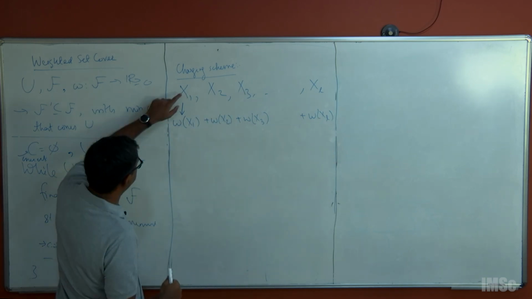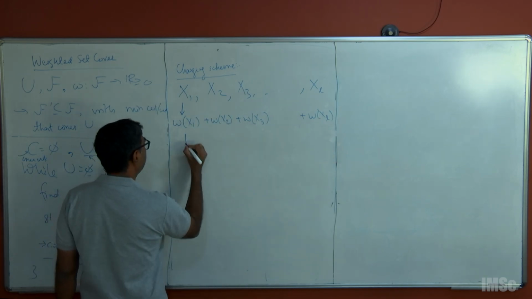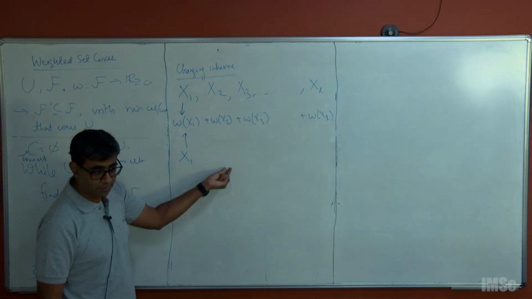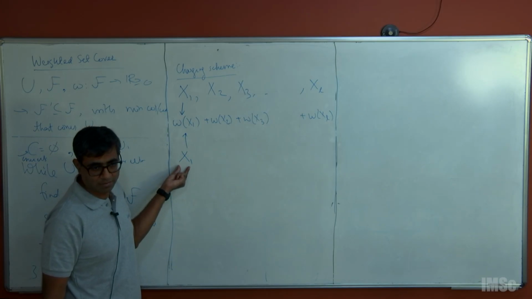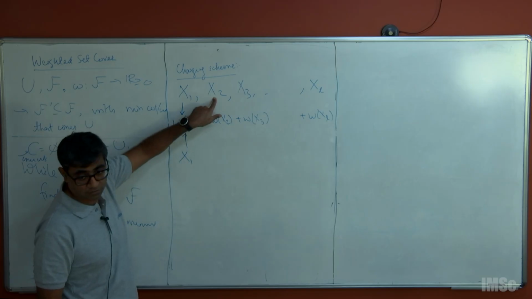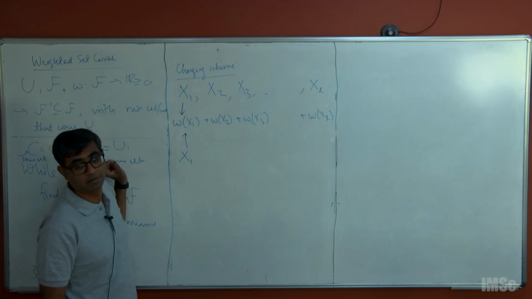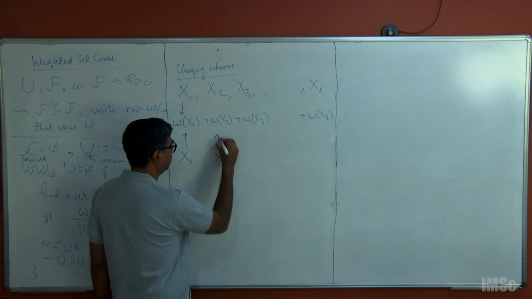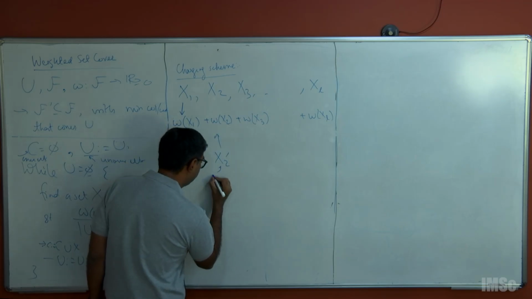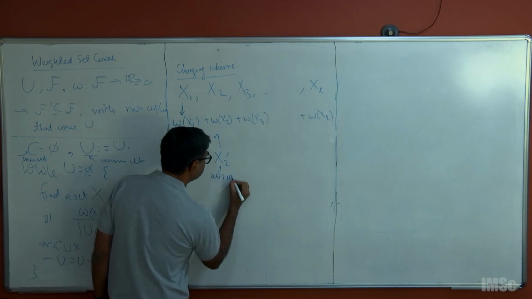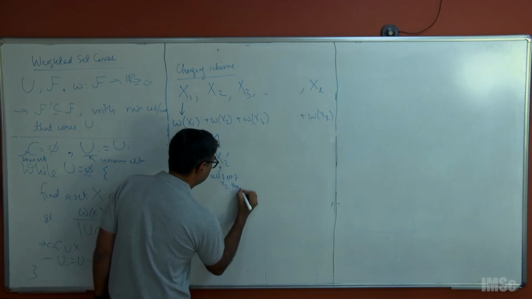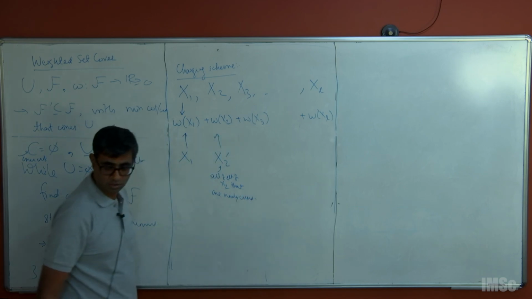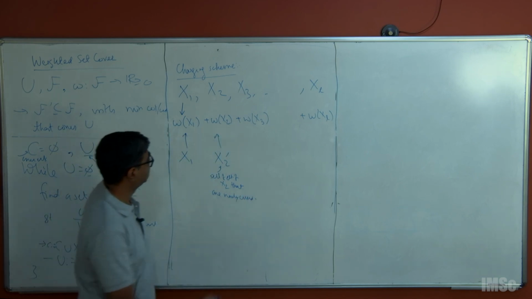But notice that in the first step, what elements did I cover? Some x1 elements I covered. The second time, I may not have covered all of x2's elements, but I only covered those elements of x2 which were not already covered. So let's call that x2 prime, the new set of elements of x2 that are newly covered. You understand the point? Okay.